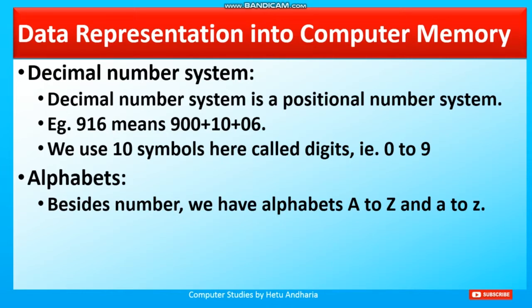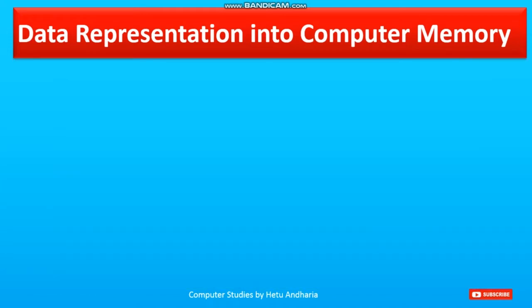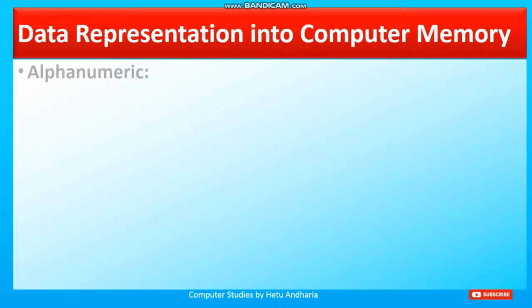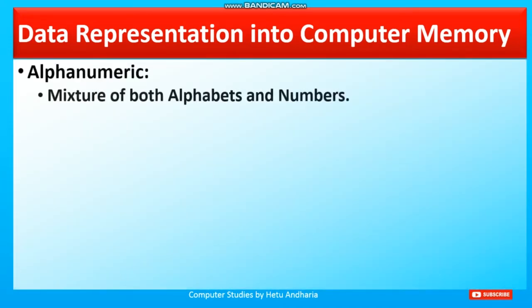Am I right? Fine. Now, in the language which we speak or how we communicate with each other, we have got decimals. Then we have got alphabets, right? Besides numbers, we use the alphabets from capital A to Z and small a to z in written form also. Then a mixture of both, that is alphabets and numbers, is known as alphanumeric. This also could be asked in the MCQ.